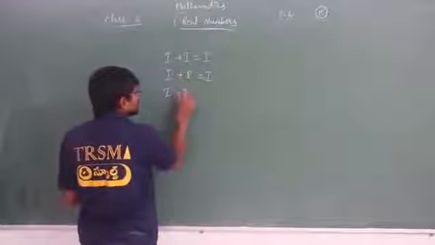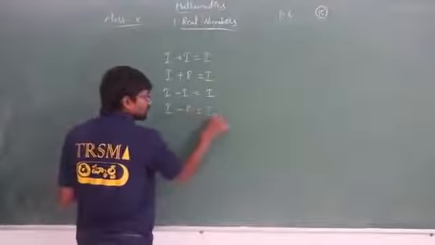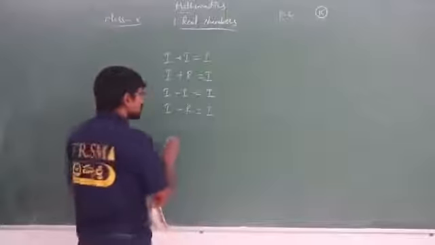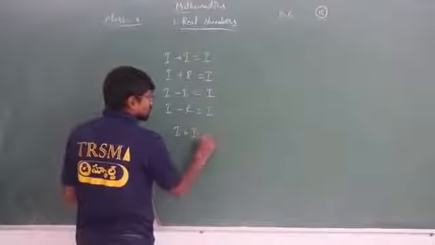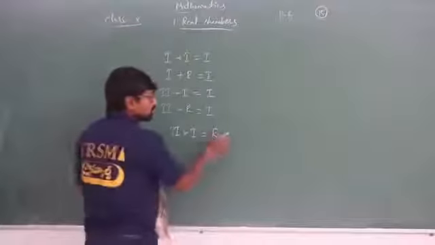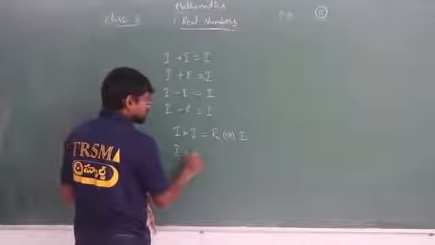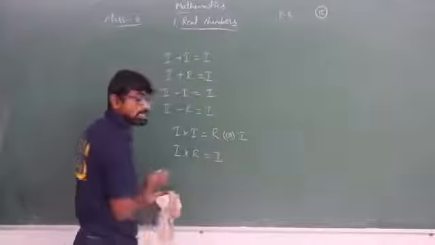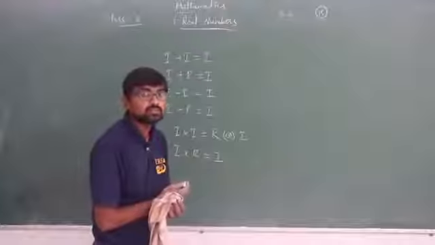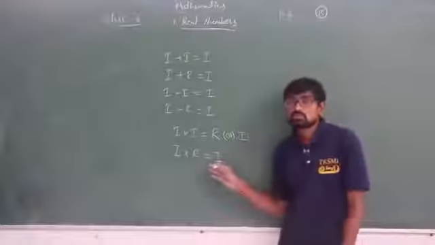If irrational minus irrational, again you will be getting an irrational number. Irrational minus rational, again you will be getting an irrational number. If you do reverse, you will be getting an irrational number. Irrational into irrational, you will be getting rational or irrational. Irrational into rational, you will be getting irrational. Am I right or wrong? Yes, isn't it? How, sir? How can I say these things?